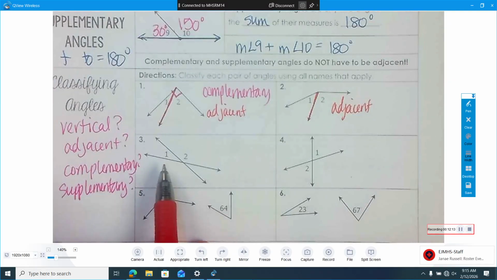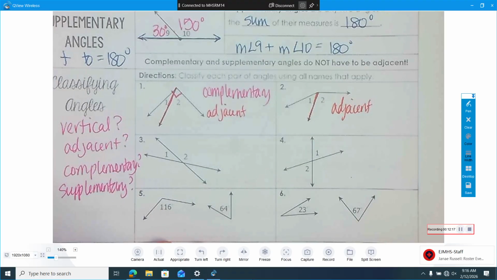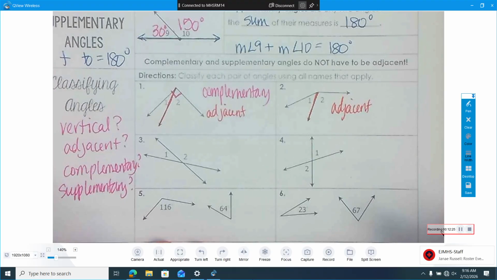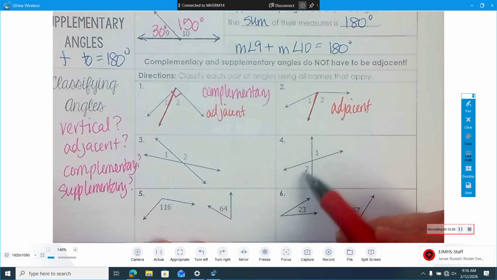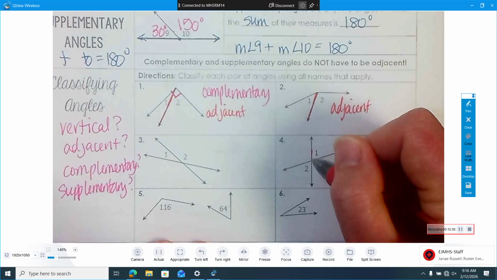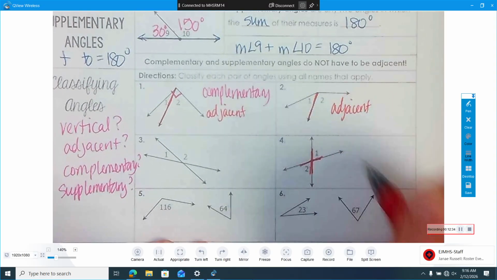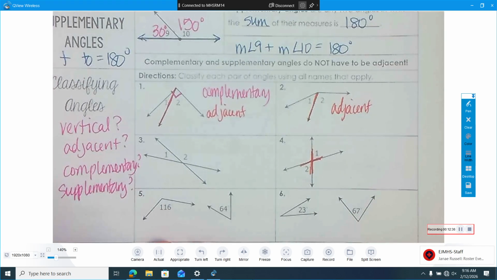What about number 3 here? Angle 1 and angle 2. What are those two angles? Ooh, are they vertical? What about here on number 4? What are those? Those are vertical. They're on opposite sides of that sort of X. They're across from each other, so those are vertical.